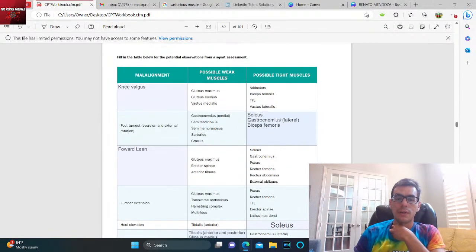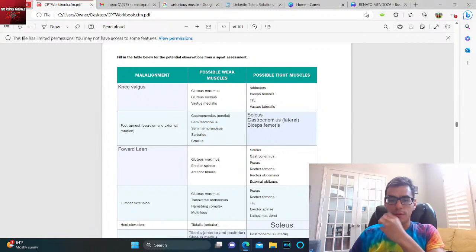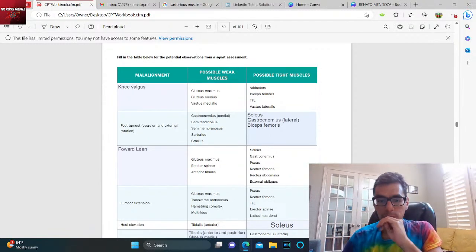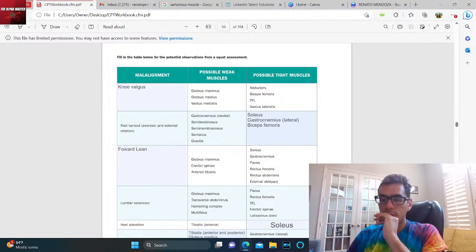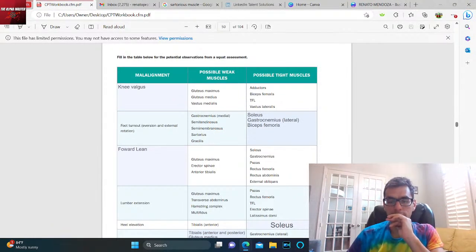So for the forward lean, the possible weak muscles are the gluteus maximus, erector spinae, and anterior tibialis. And the possible tight muscles are the soleus, the gastrocnemius, the psoas, the rectus femoris, the rectus abdominis, and the external obliques.